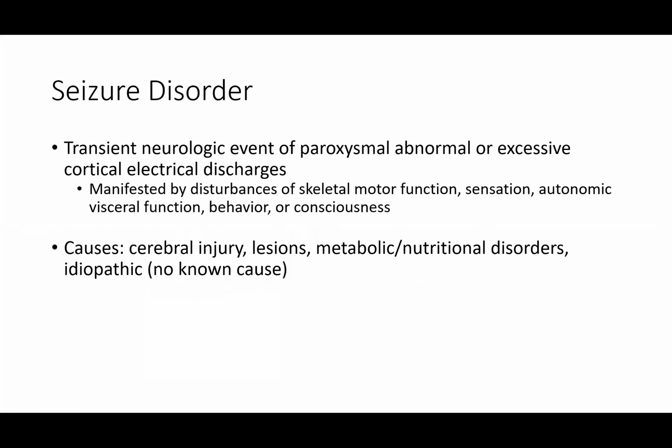Okay, start with seizures. Seizures are a disruption and abnormal electrical discharges. This usually happens in the cortex of the brain. The outer part of the brain is the cortex. Then you have the balance part of the brain, the cerebellum, and then the brainstem. So this will be more of the cortical margin areas of the brain.